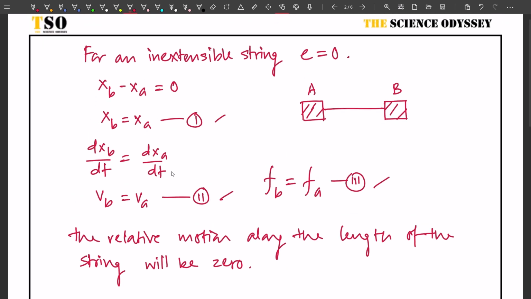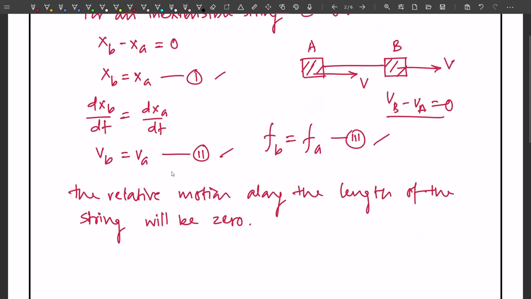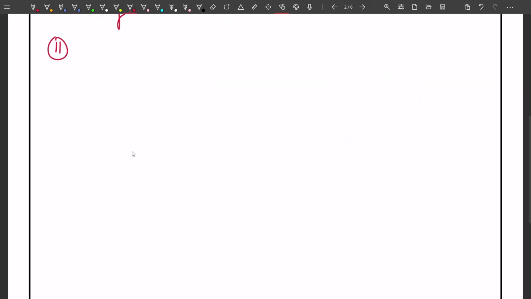Now that means if this block moves by a velocity v towards right, let's say, this block will also move in the same direction with the same velocity. That means the relative velocity, if I calculate Vb minus Va, that will be 0. So same goes for acceleration, same goes for displacement. So the next type of constraint motion that we have is pulley constraint.